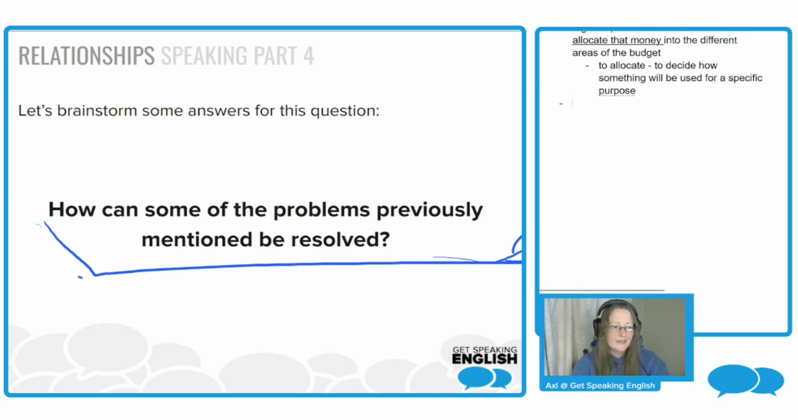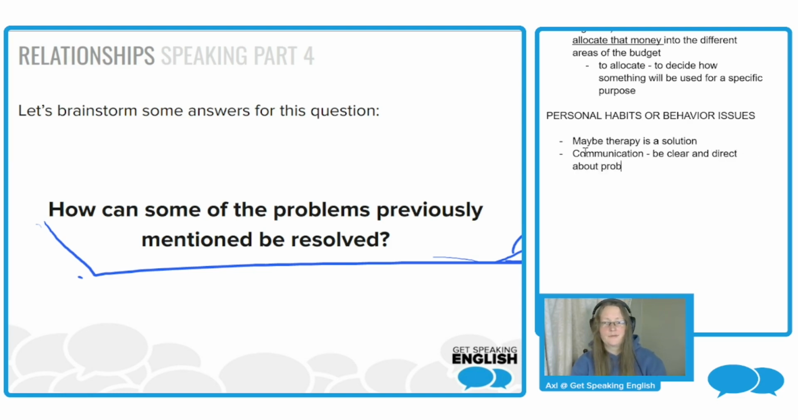And I know too, we talked about, right, personal habits as well. Personal habits or behavior issues, right? Maybe here we could do some therapy again, right? So that could definitely be something. Or again, the communication could come back here, right? You know, just be clear and direct about problems and try to come to solutions.